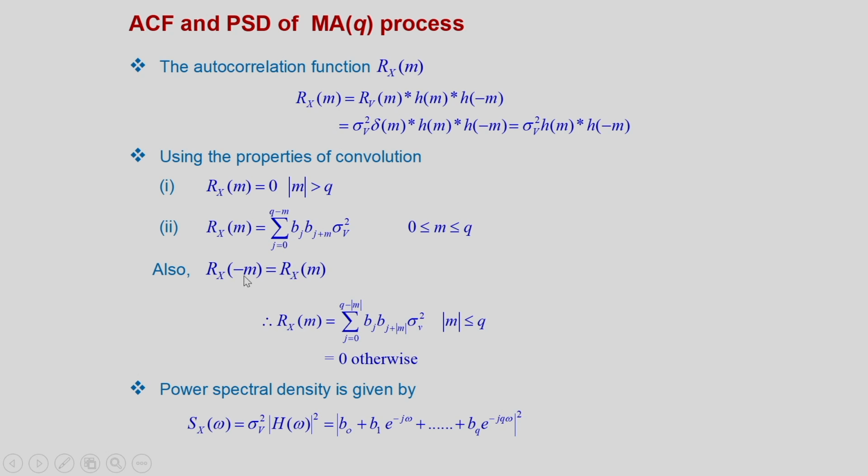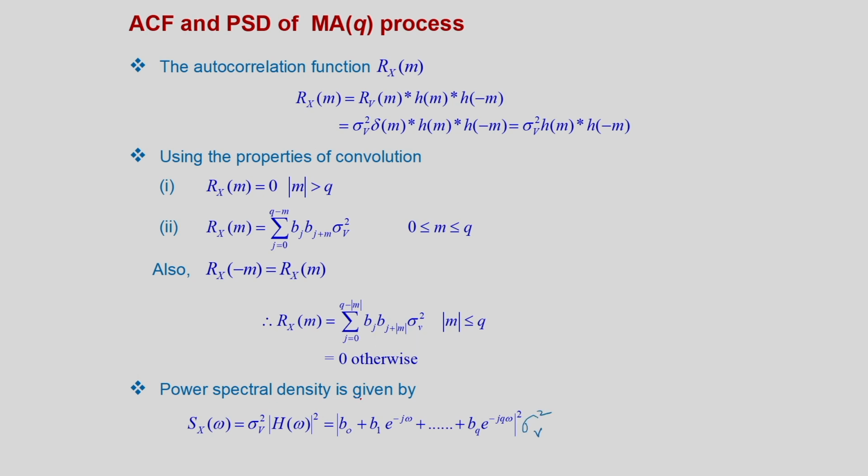And R_x[-m] is equal to R_x[m]. This is the basic property of the autocorrelation function of a WSS signal. Therefore, generalizing these two expressions, we can write R_x[m] equal to the summation, j going from 0 to q minus mod m, of b_j b_{j+mod m} sigma_v squared, where mod m is less than or equal to q, and equal to 0 otherwise. This is the expression for the autocorrelation function of an MA(q) process.